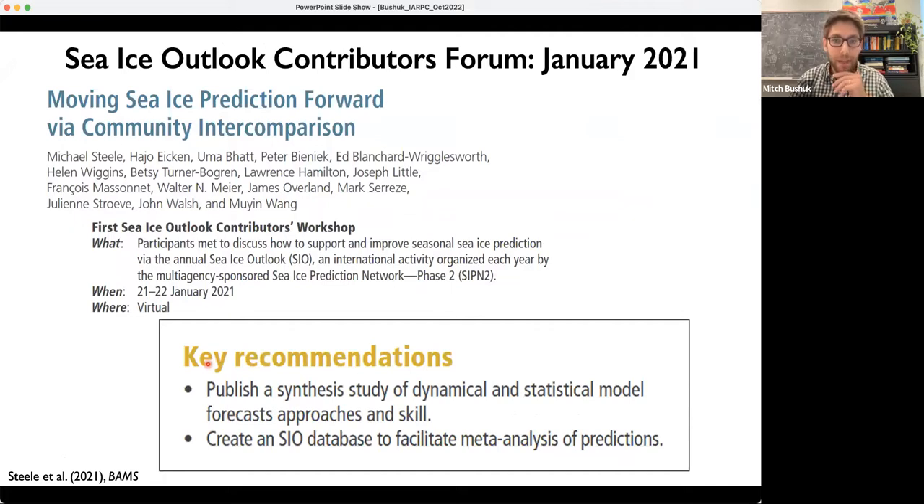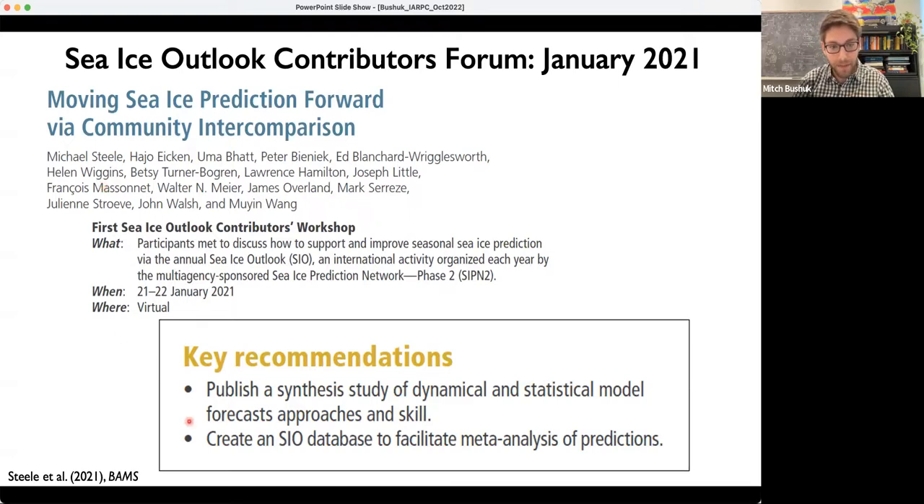So in January 2021, we had a really invigorating and exciting meeting that brought the whole SIO community together in this contributors forum. And Mike Steele and others wrote this nice meeting summary paper that was published in BAMS later that year. And in my mind, the most critical thing that came out of that meeting was a whole host of different recommendations for the future of the sea ice outlook.